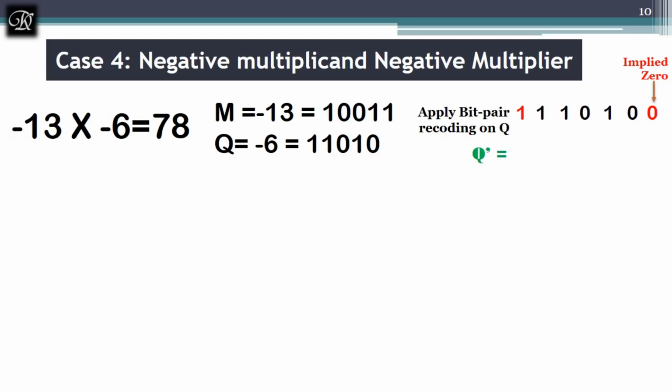Let's see the last case, negative multiplicand and negative multiplier, when both are negative. Here you can see multiplicand 13 is negative, and multiplier 6 is also negative. As per the rule, first you have to find the 2's complement of the negative values. Then find the new q by applying the bit pair recoding technique. So now the implied 0 and extended sign bit are added. It is just like case 2. I am going to get minus 2, minus 1 and 0.